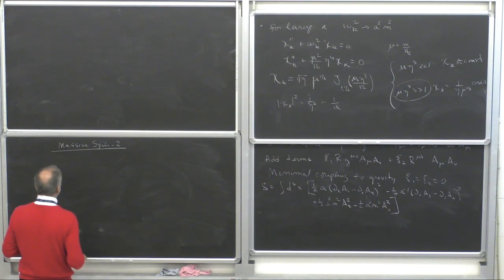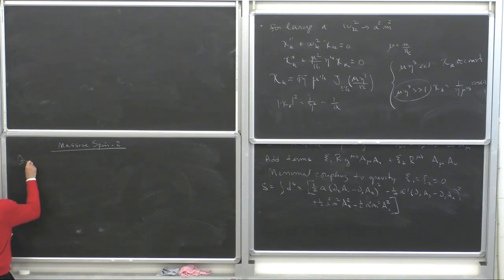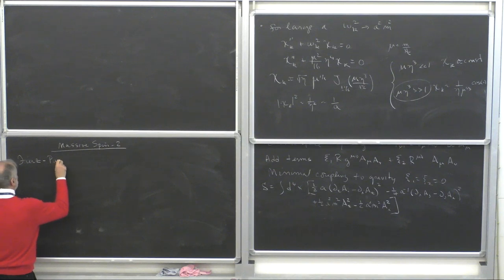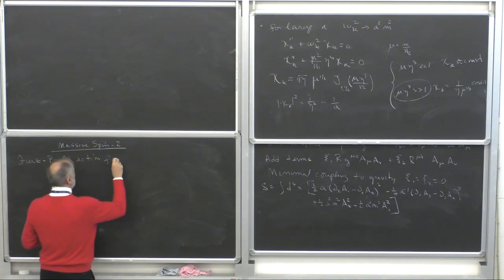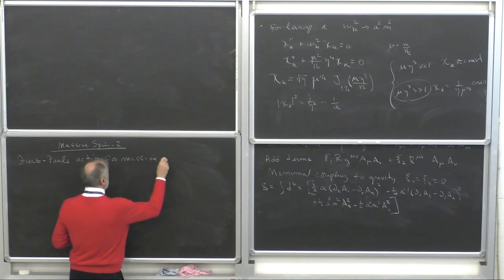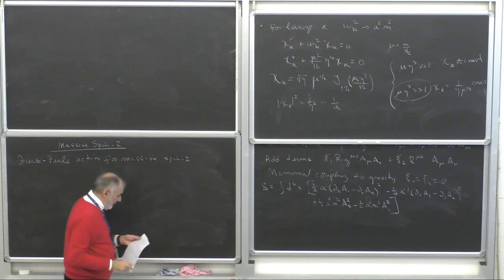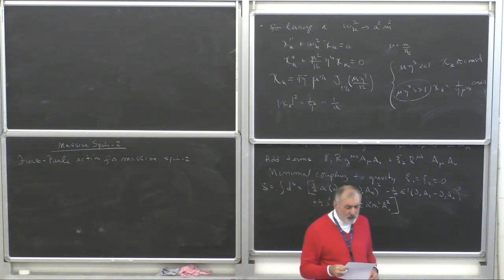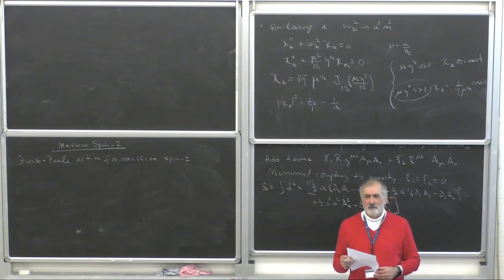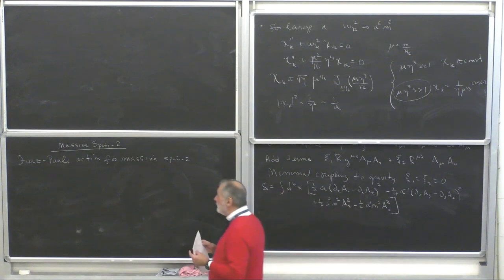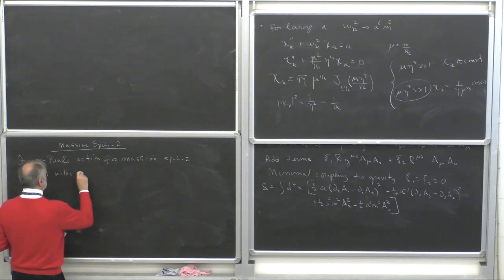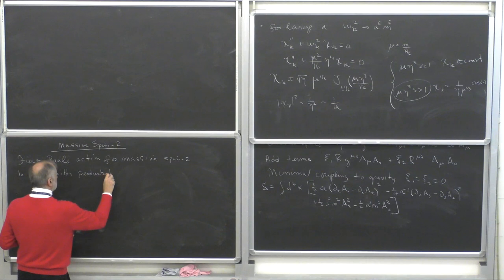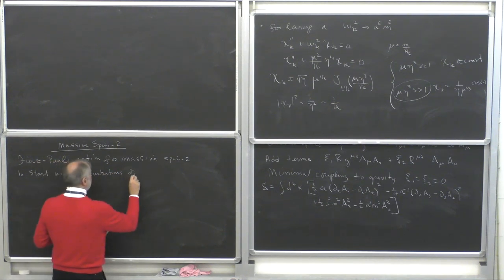So the place to start for massive spin 2 is the Fierz-Pauli action for a massive spin 2. This was first developed by Fierz and Pauli. I don't have the year here, but it must have been in the 1930s or so. What Fierz and Pauli did is look at metric perturbations, perturbations of a Minkowski metric.